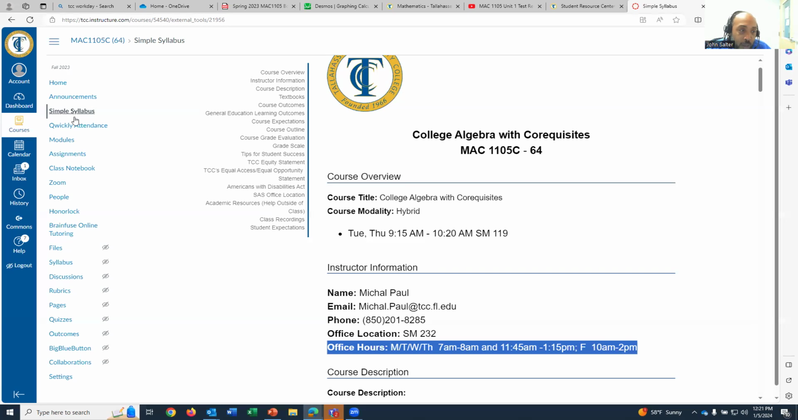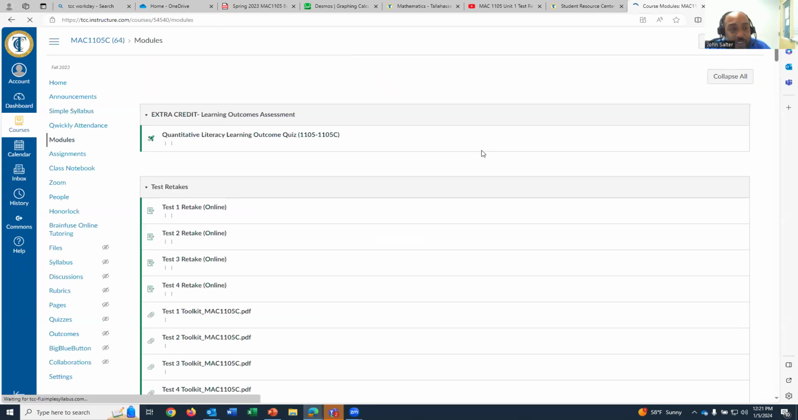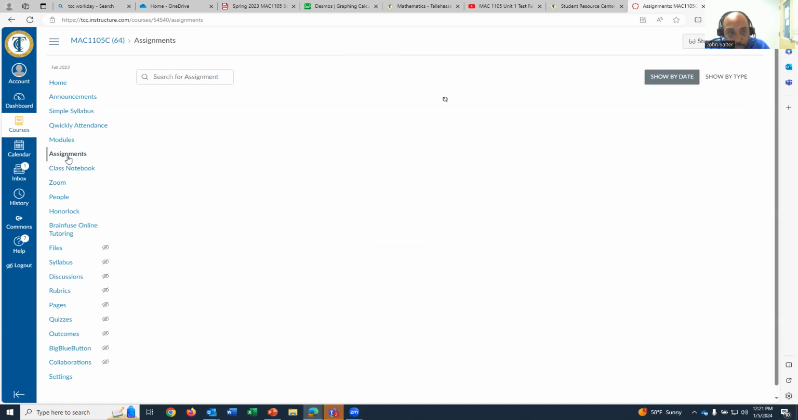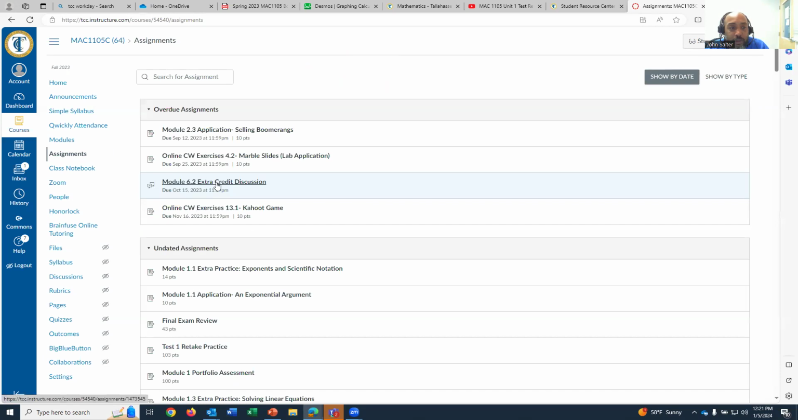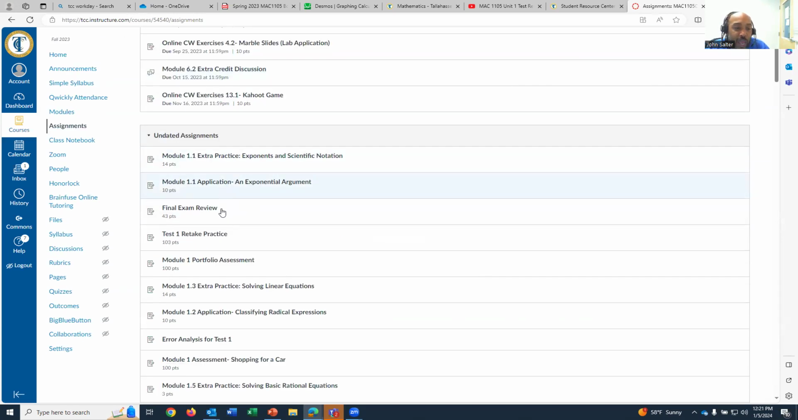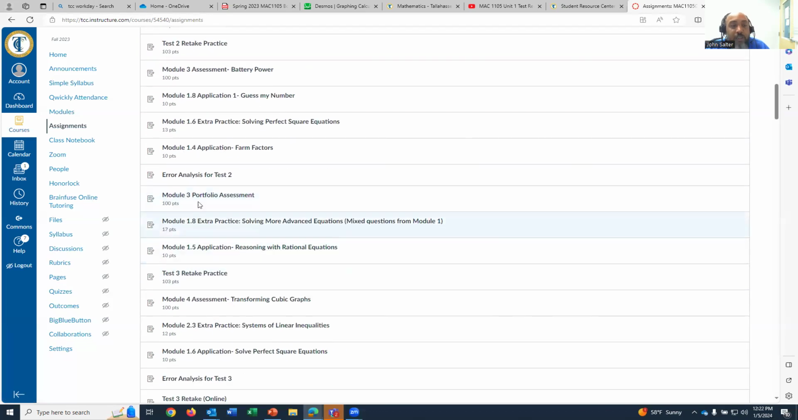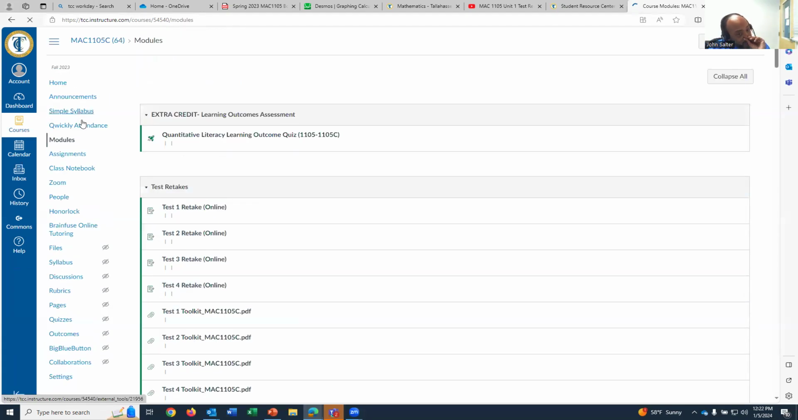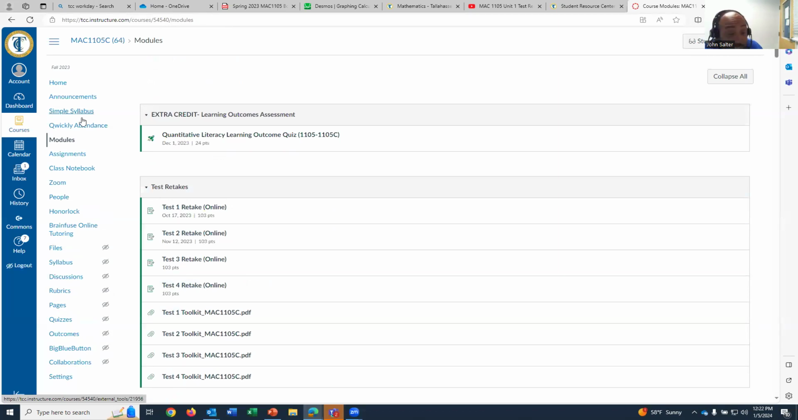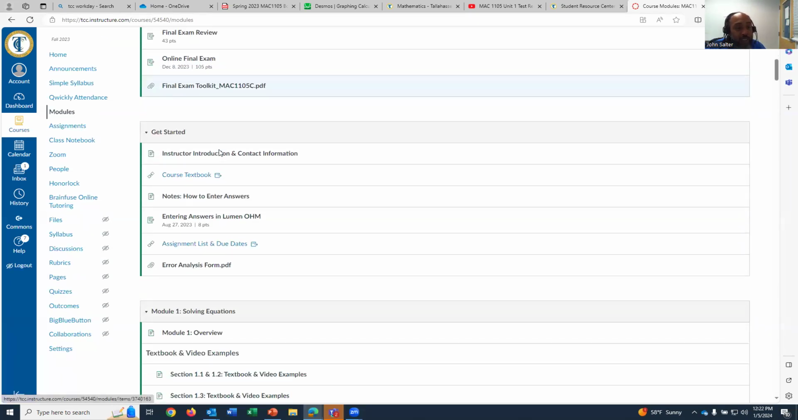Okay. Modules is where all your assignments and things will be kept. I mean, technically, the one that says assignments is really just the assignment part of it. I'm going to see if that'll load up for me. No, not right now. Okay. So this is where the actual assignments are, final exams, retakes, homeworks, right? Modules, though, is where it's broken up a little bit more like a textbook would be, right? Kind of like an online textbook.